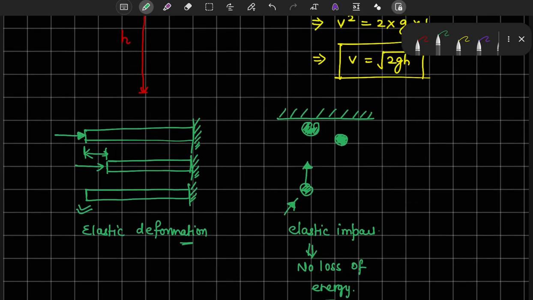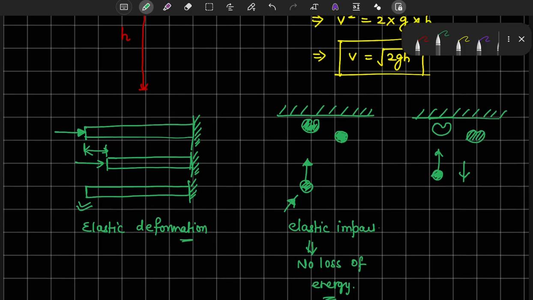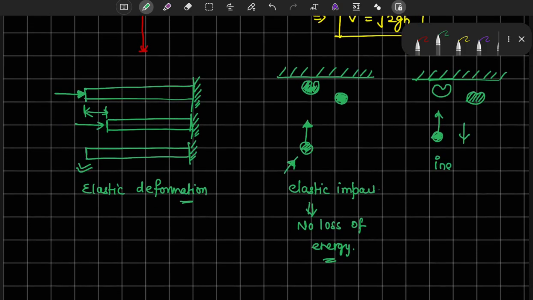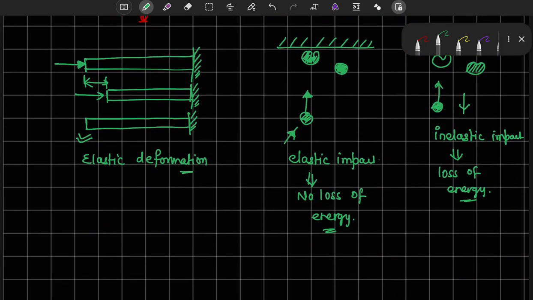But let us consider another case in which this is the wall and the ball is impacting on the wall and deforming, and after the impact it does not come back to its original position. Then we can say that this is not an elastic impact but an inelastic impact, and in that case there will be a loss of energy. In our case, we know there is no loss of energy as it is an elastic impact.